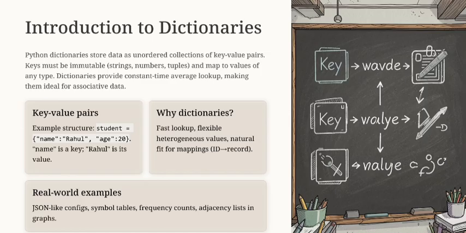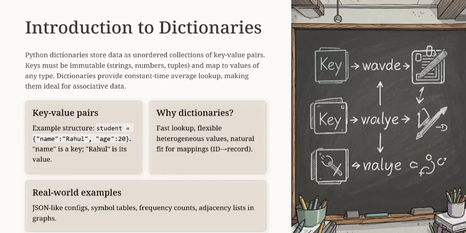Dictionaries are useful when we want to represent relationships between data. For example, student information: student ID, student details, record, or whatever you can say. Dictionaries provide a natural way to represent these mappings.